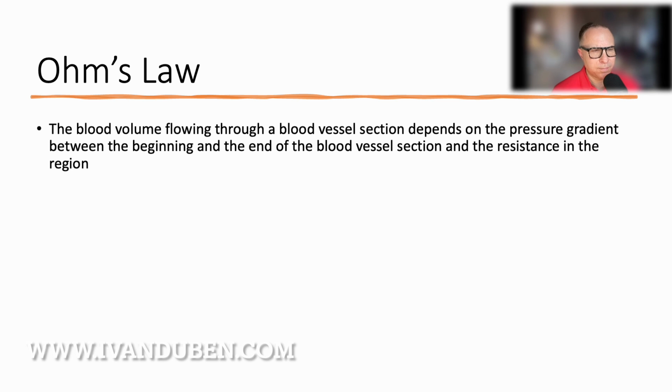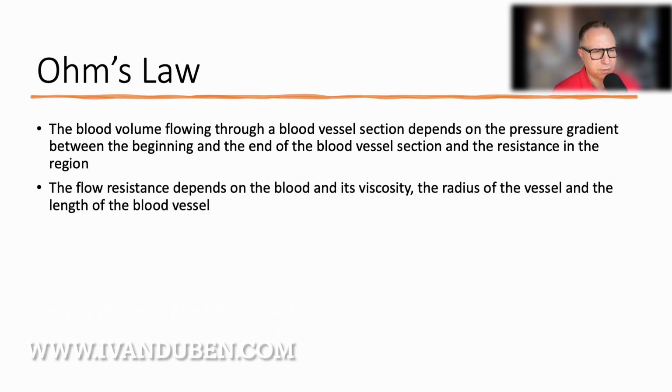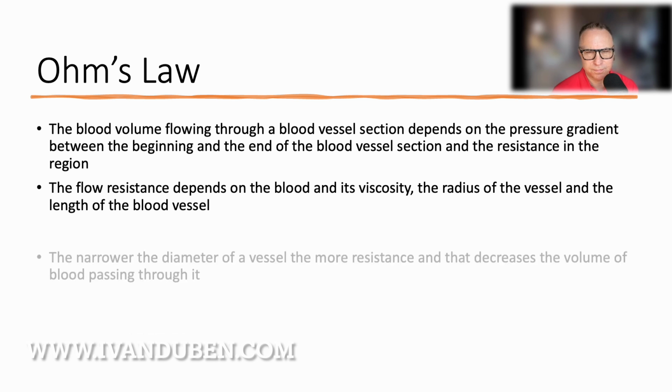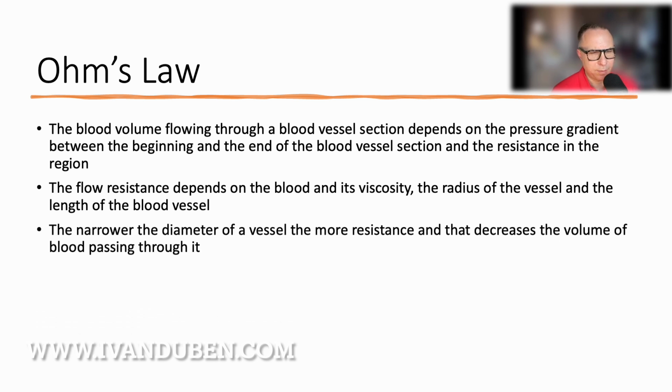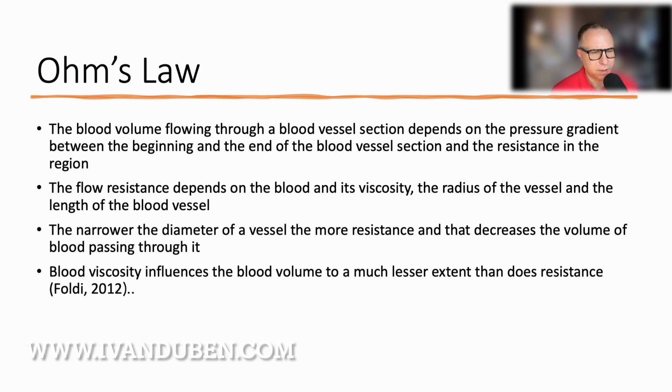Looking at Ohm's law, the blood volume flowing through a blood vessel section depends on the pressure gradient between the beginning and the end of the blood vessel section and the resistance in the region. The flow resistance depends on the blood and its viscosity, the radius of the vessel, and the length of the blood vessel. The narrower the diameter of a vessel, the more resistance, and that decreases the volume of blood passing through it. Blood viscosity influences the blood volume to a much lesser extent than does resistance.